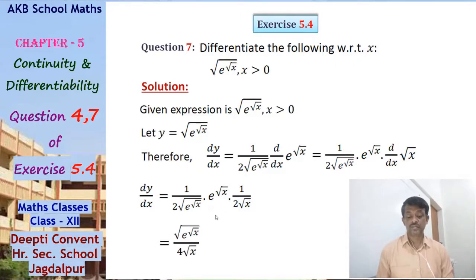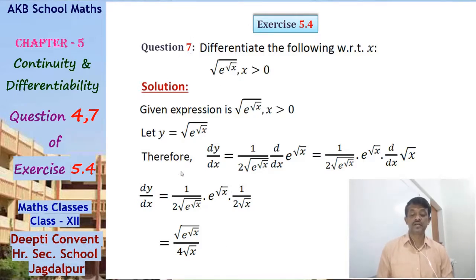Now write like this: e to the power root x into e to the power root x, root over. So root over cancels, one value cancels and one value remains. So root of e to the power root x upon 2 into 2, 4 root x, 4 root x. This is the derivative. Question 7.